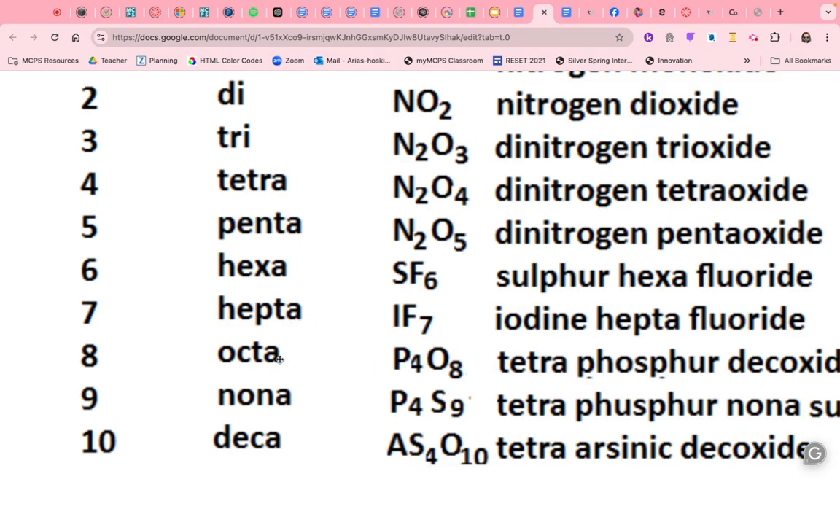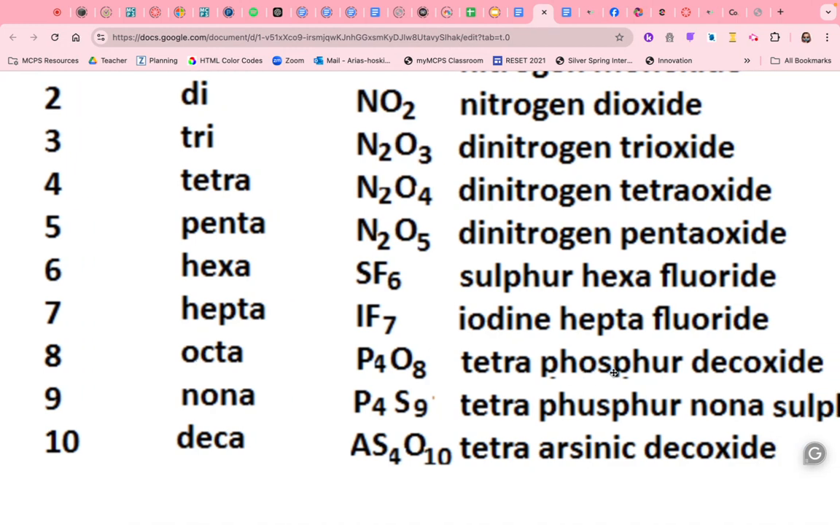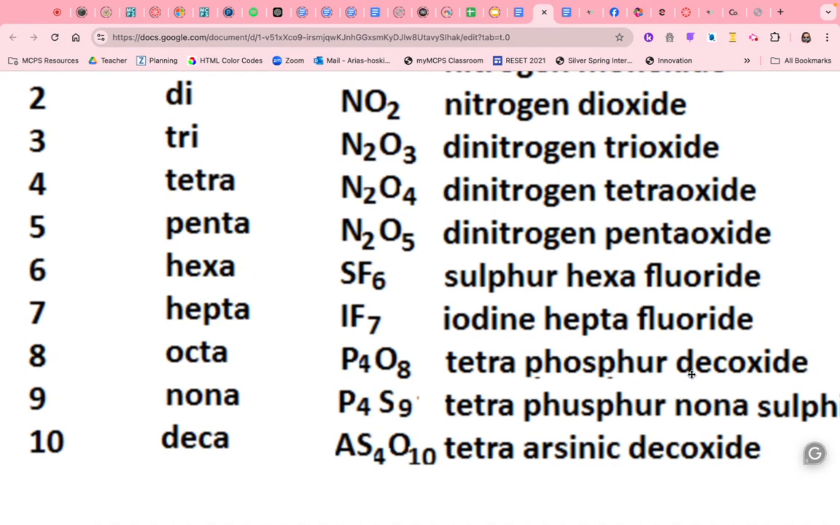Again, 8 is octa. So the way that they have it in here, I don't know what is deca, because deca means 10. So it would be the tetra for 4, phosphor, and then instead of deca, it's going to be octa oxide. So my bad, in here it's not deca, it's going to be octa oxide, because it's 8, not 10. All right, and then you have the nona, and then you have the deca for decoxide, okay?